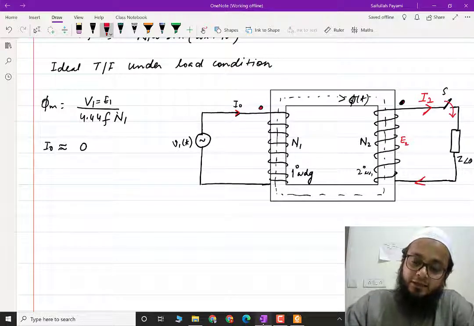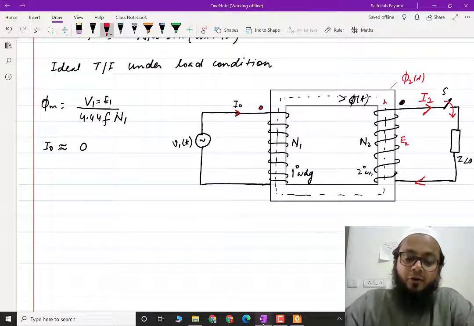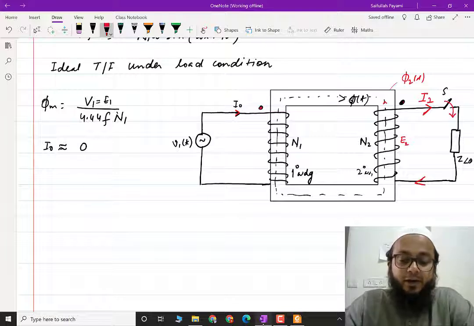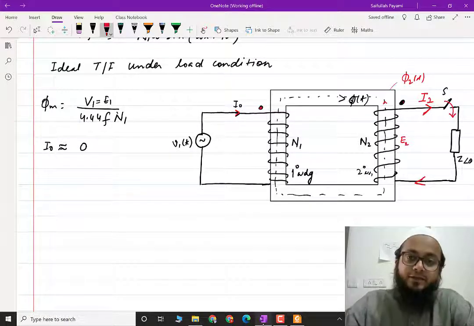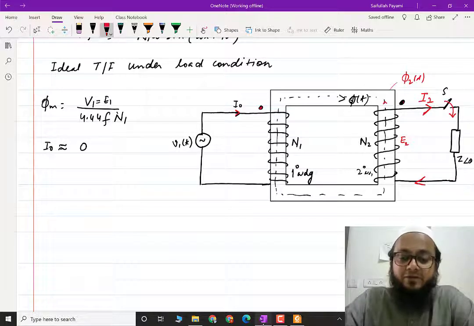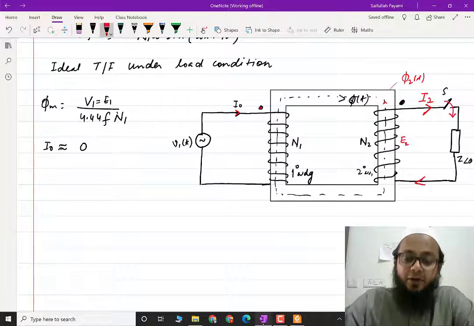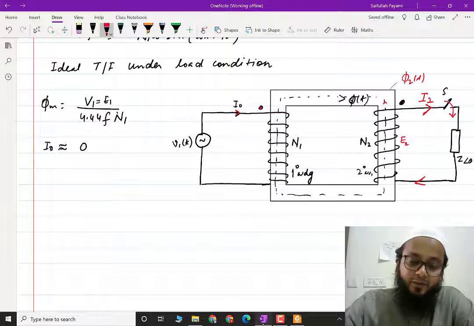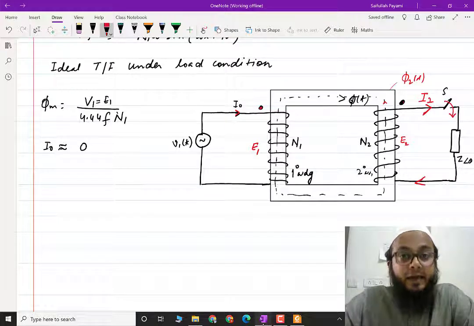The flux produced by it, let's say phi 2T, would try to counter the flux which was already established because of the primary voltage. So it will try to reduce the flux. If the flux has reduced, the induced voltage on the primary winding has to reduce.